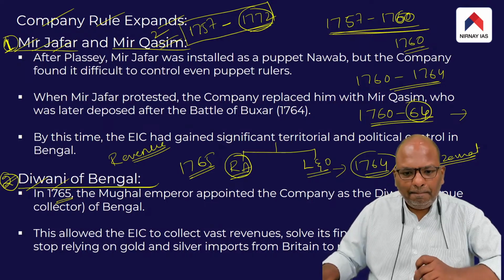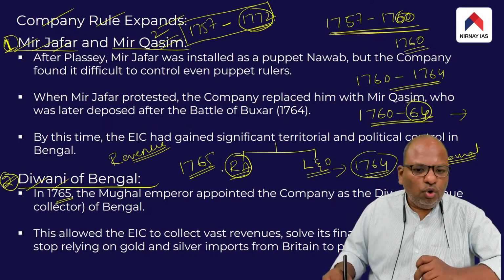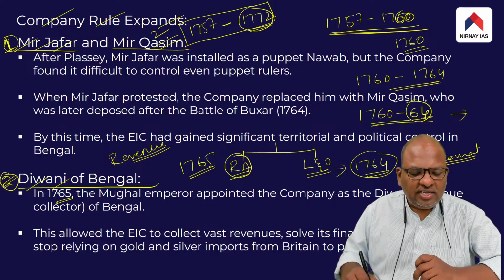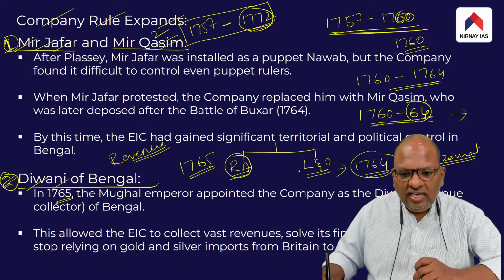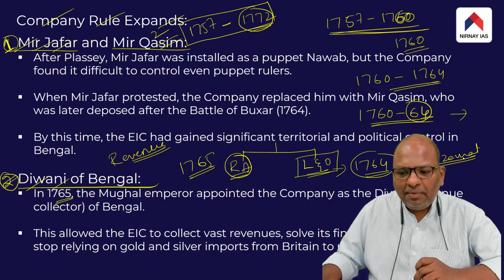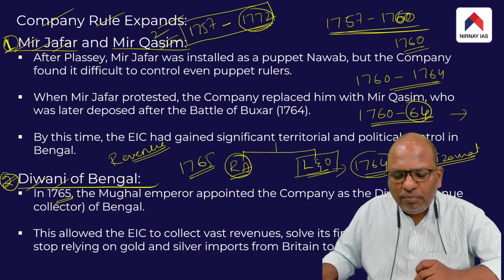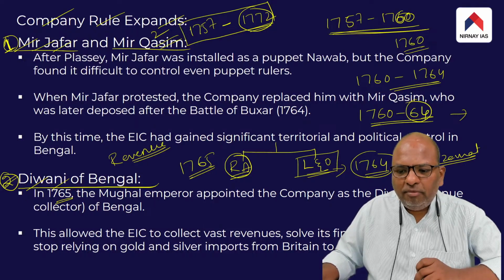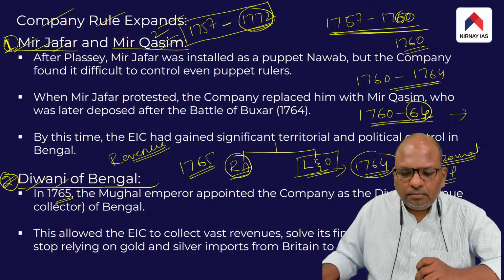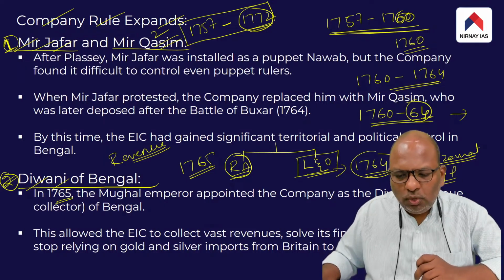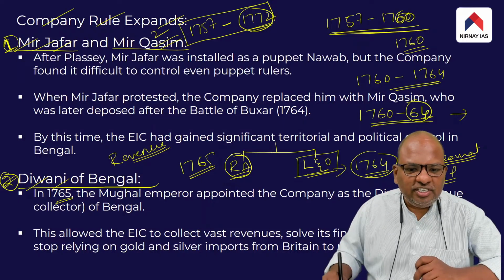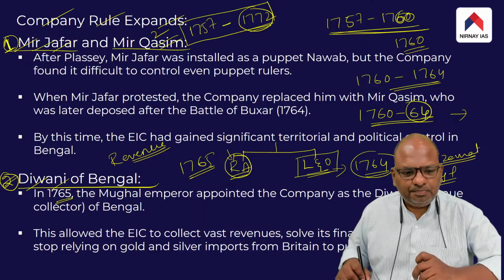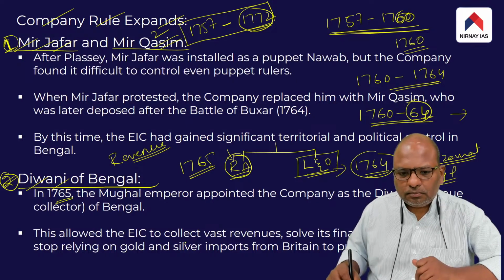So basically, the British took over the revenue administration or the Diwani administration, whereas the law and order administration, in other words, the Nizamat administration, was left to be administered by the ruler of Bengal, whereas the Diwani administration was taken over by the British. So what is the implication?